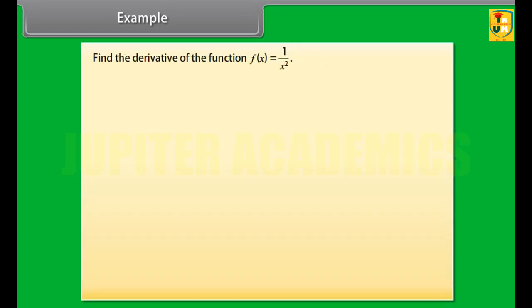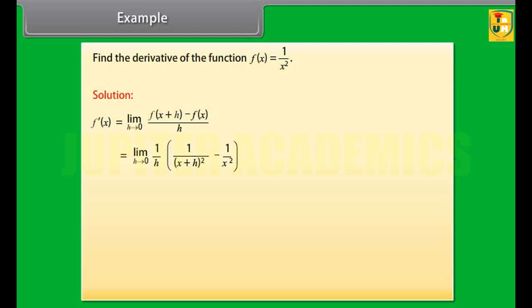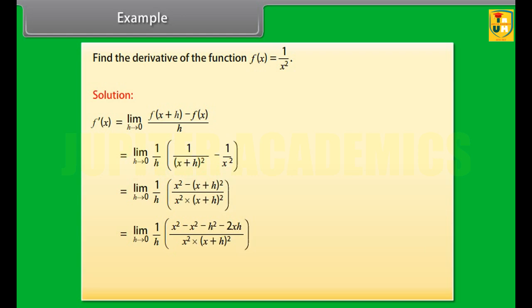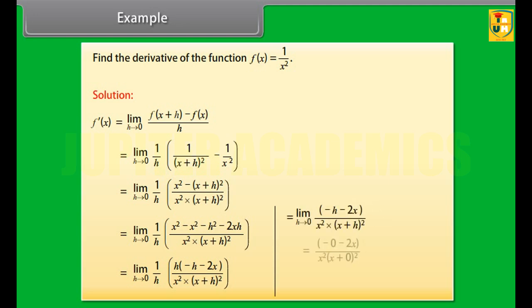Find the derivative of the function f(x) is equal to 1 upon x square. Solution. We have limit h tends to 0 of the difference between f of x plus h and f of x divided by h, which is equal to limit h tends to 0 of 1 by x plus h whole square minus 1 by x square divided by h. By calculating it, we get f dash of x is equal to minus 2 by x cube.